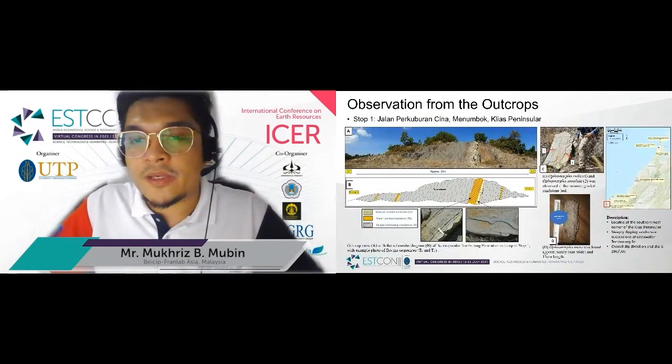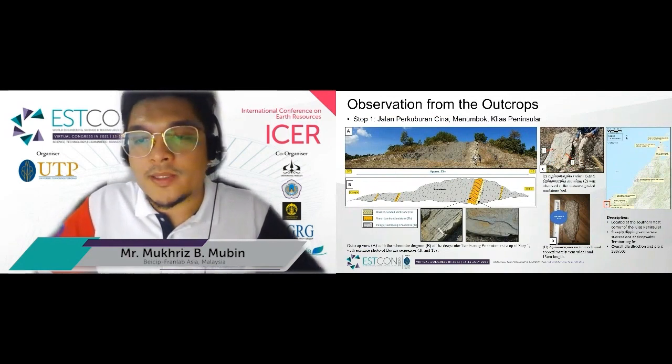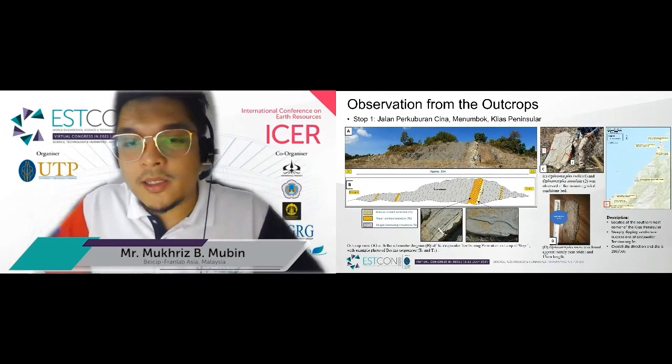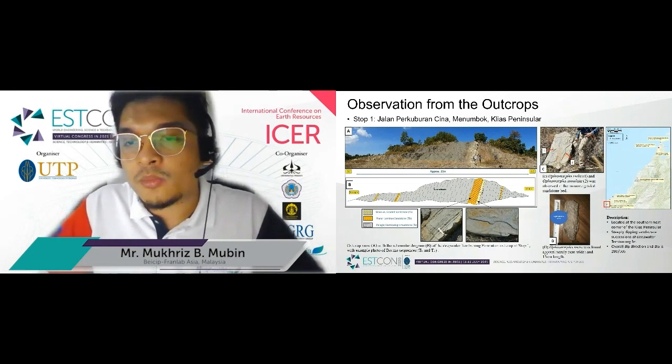There are a total of 7 outcrop stops observed throughout the study. Therefore, in this session, we will discuss them one by one. Stop 1 is located in the southernmost corner in the Klias Peninsula, comprising steeply dipping sand and shale beds of deep water Temburong Formation.